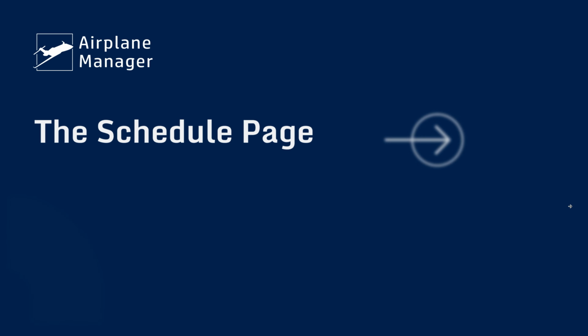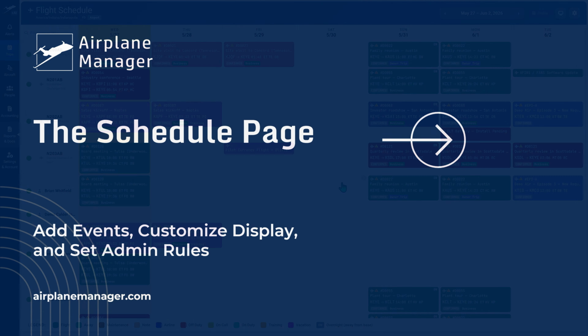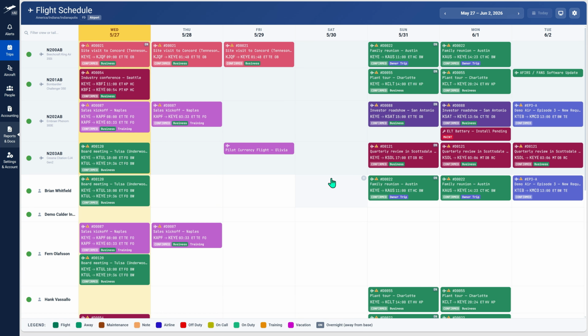Welcome. In this video, we'll go over the schedule page, how to read it, how crew duty status gets assigned, and how the whole thing gets configured. The schedule is the second main way to navigate Airplane Manager. Calendar shows you the month at a glance. Schedule shows you the people, who's flying, who's training, who's on PTO, laid out across a week or two.